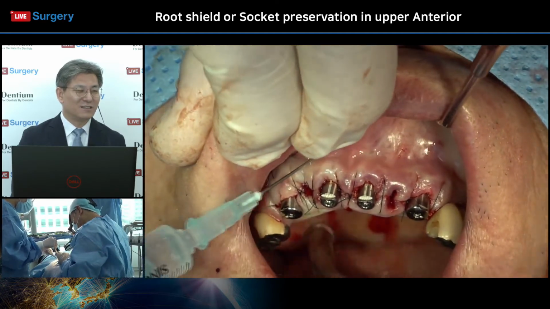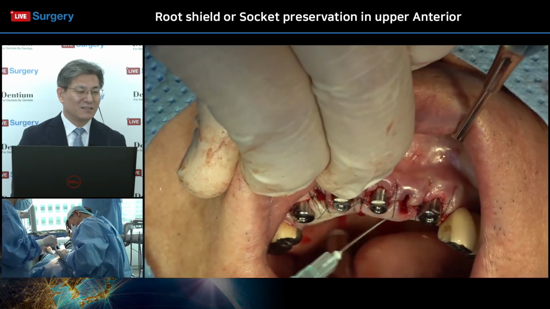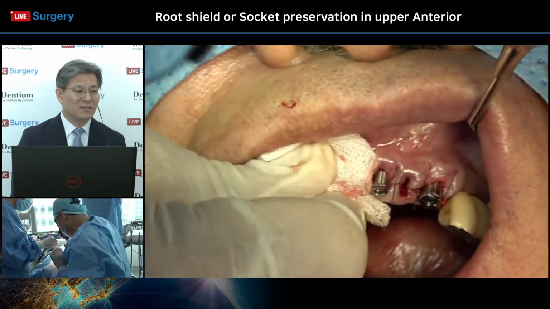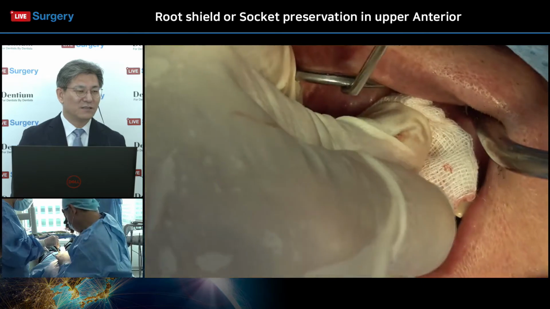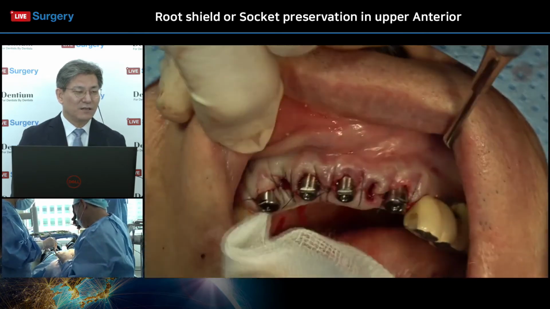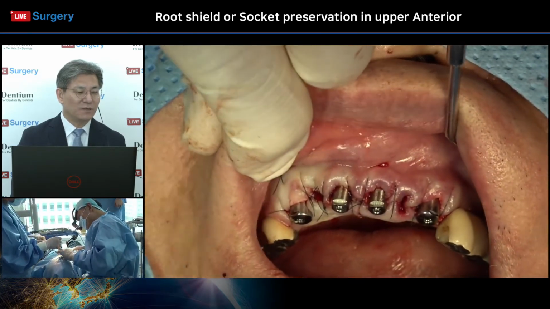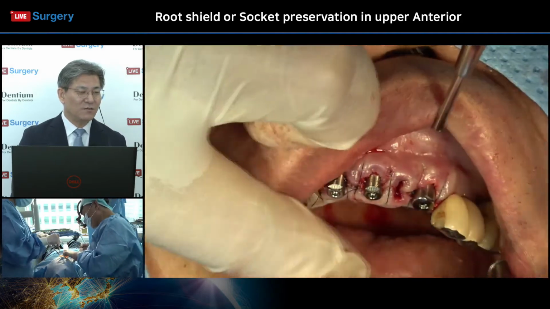This one is PDRN, like a growth factor, to stimulate the soft tissue healing and reduce swelling of the surgery site. So, very nice. Well done.